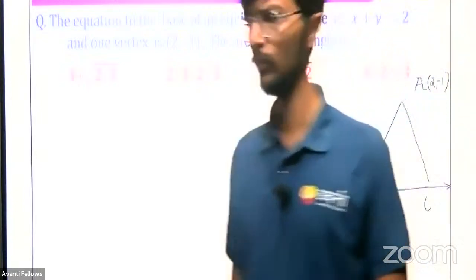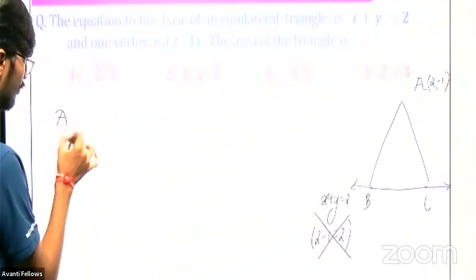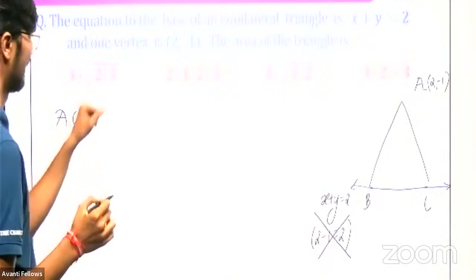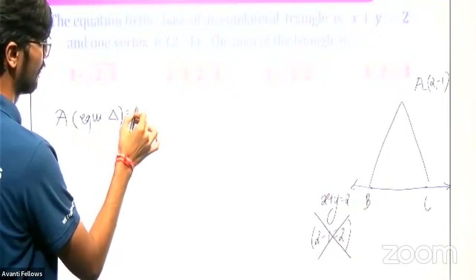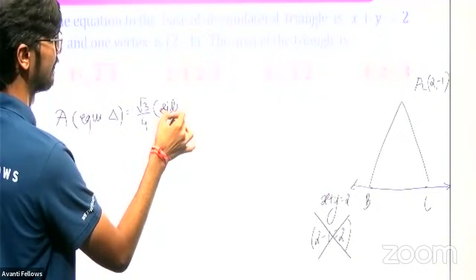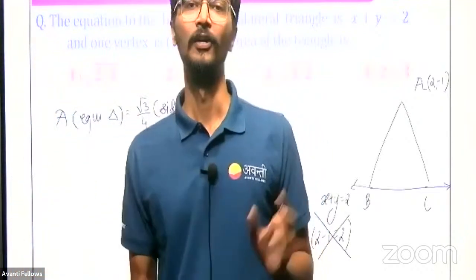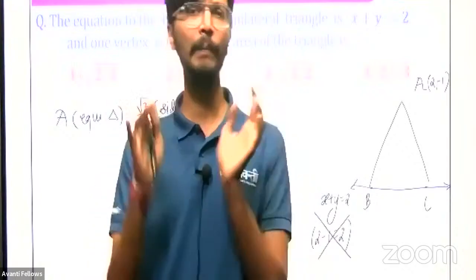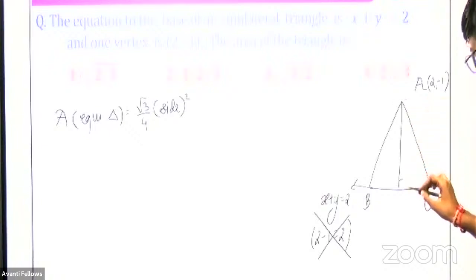So to find the area of equilateral triangle, I think we know area of equilateral triangle is root 3 by 4 into side square, right? If you don't know, it is better to remember, area of equilateral triangle is root 3 by 4 into side square. That means we need the length of side. So before getting the length of side, we can get the perpendicular length or the height by using the perpendicular distance formula.